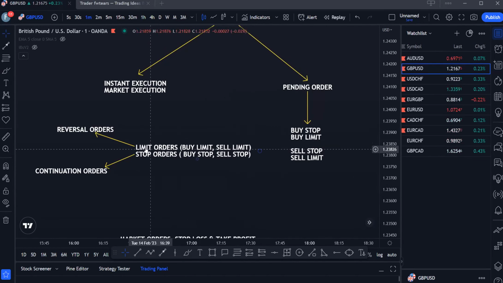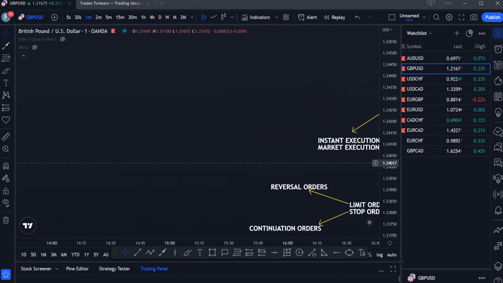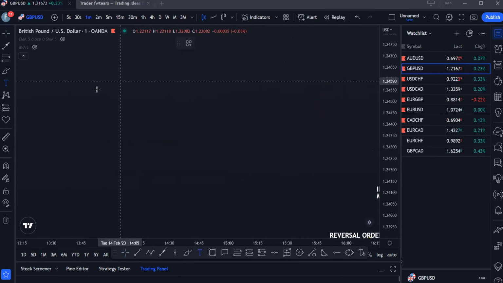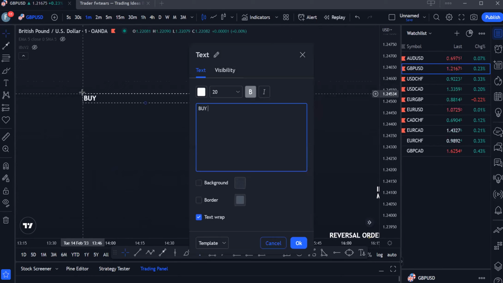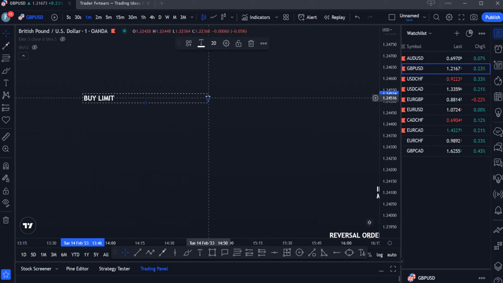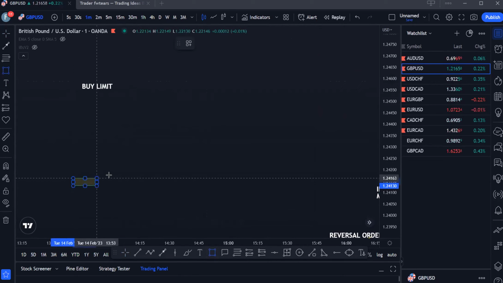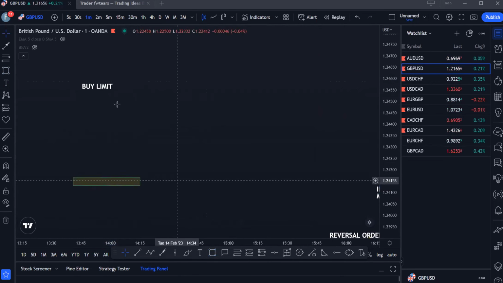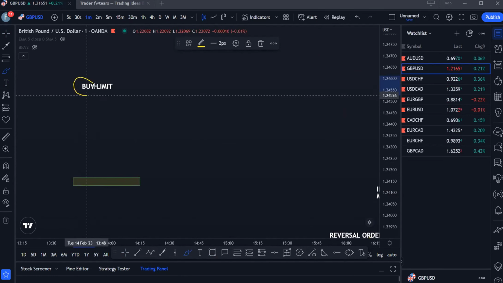Let's start by dealing with limit orders. Okay, so limit orders, that's the buy limit and then the sell limit. So buy limit. Let's start from buy limit. At what occasion do you use a buy limit? Okay, so remember, with buy limits you want to buy. That's why you use a buy limit. So let's say price has gone up like this.